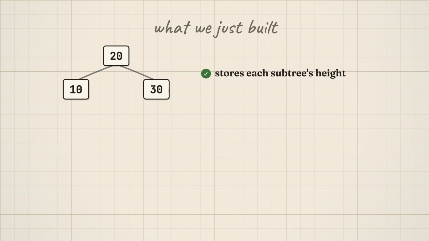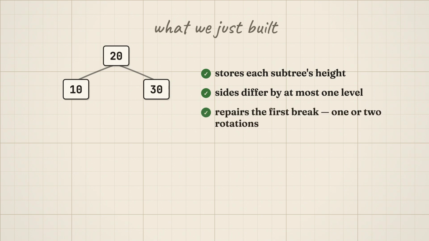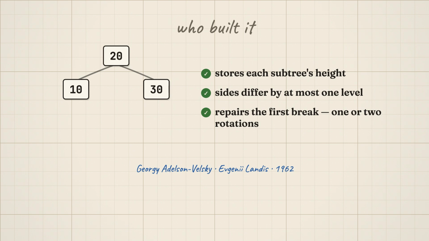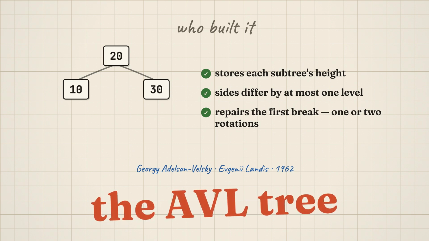We built a binary search tree that stores subtree heights. It allows the two sides of any node to differ by at most one level. When that rule breaks, it repairs the first broken location with 1 or 2 rotations. This tree was introduced by Georgy Adelson-Velsky and Evgeny Landis. It is named after them, the AVL tree.